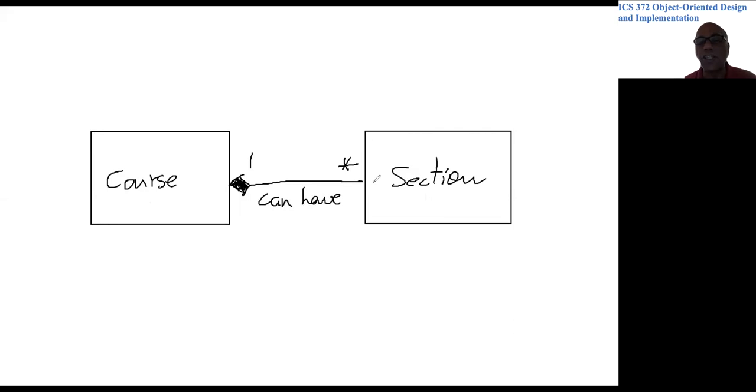So this is a relationship. A course can have multiple sections. How can I tell that? Look at these 2 things: 1 here on this side and a star on the other side of this line. So this is an association between Course and Section. The name of the relationship is "can have", and I have put 1 here meaning 1 course and star here meaning 0 or more. So 1 course can have 0 or more sections. This is called a one-to-many relationship.